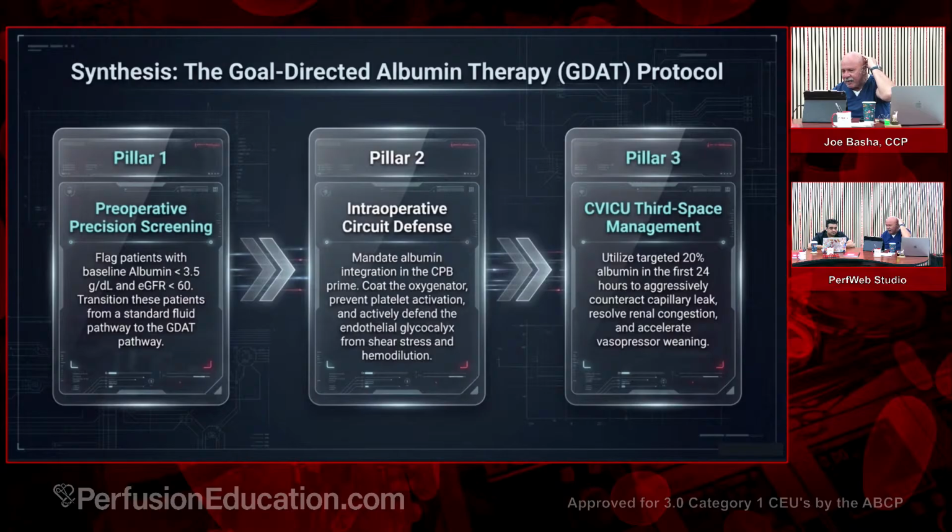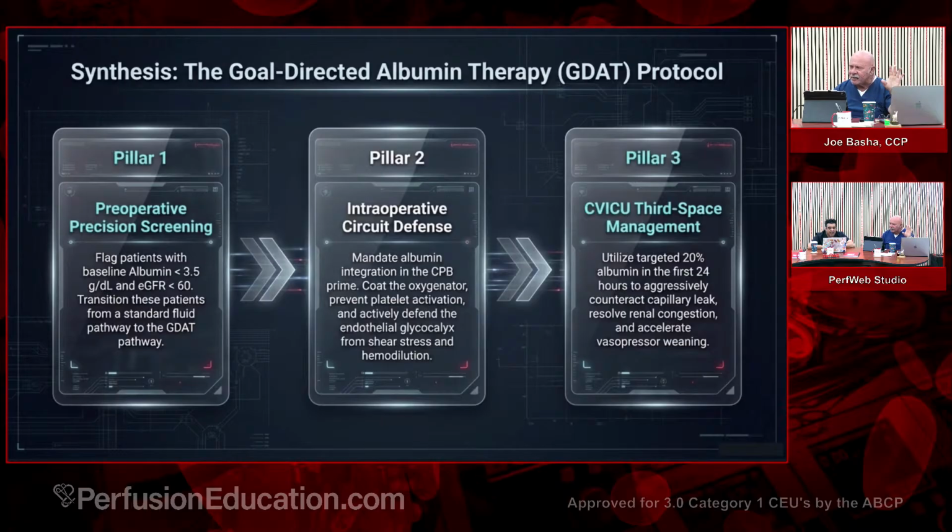CVICU third space management, pillar 3, utilizes targeted 20% albumin in the first 24 hours to aggressively counteract capillary leak, resolve renal congestion, and accelerate vasopressor weaning. Very important to understand, though, that I use 25% albumin, not 20% albumin.